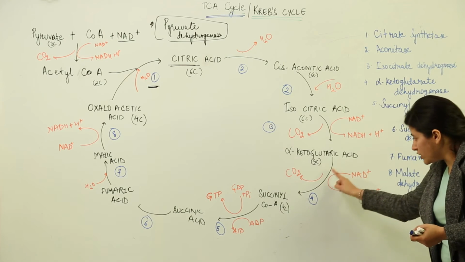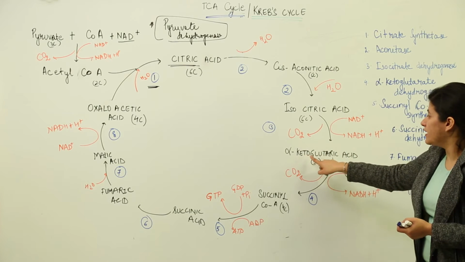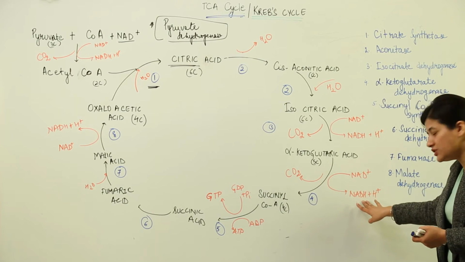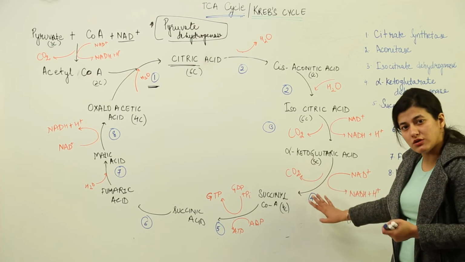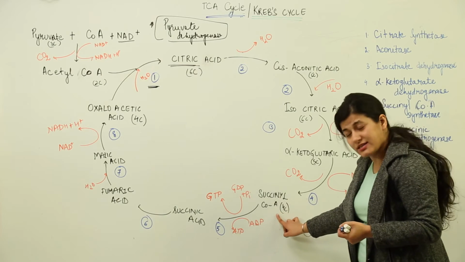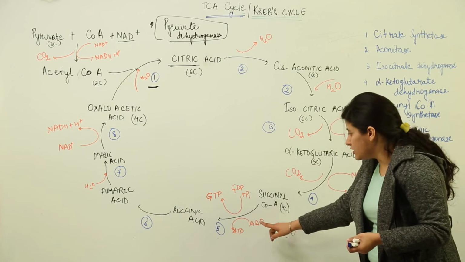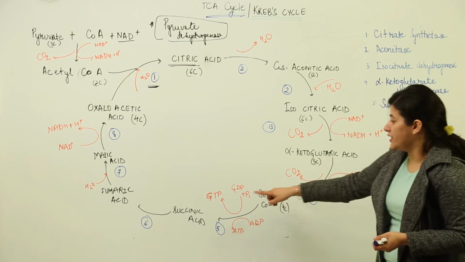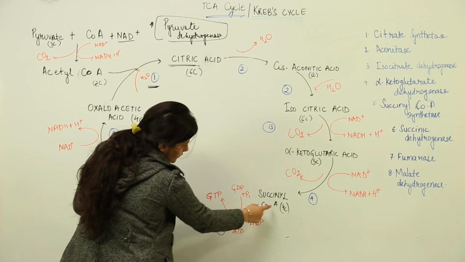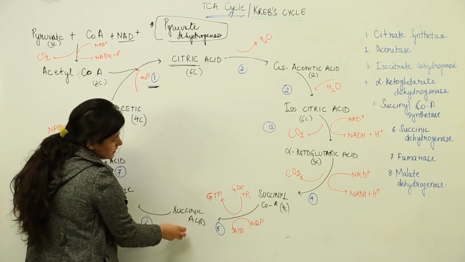Now as you see, this process is also dehydrogenation. That means the enzyme involved would be alpha ketoglutarate dehydrogenase, which gives rise to one NADH, and one CO2 molecule is released. What comes as an outcome is succinyl coenzyme A. This succinyl coenzyme A undergoes change to succinic acid in the presence of the enzyme succinyl coenzyme A synthetase. This enzyme, which is responsible for formation of succinic acid, is succinyl coenzyme A synthetase, or simply succinate synthetase.